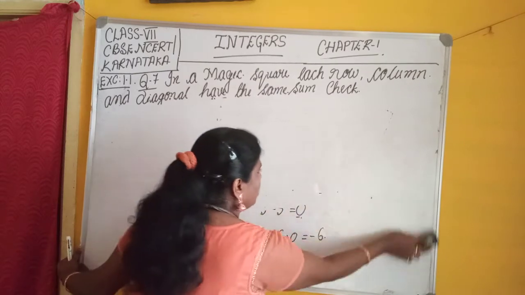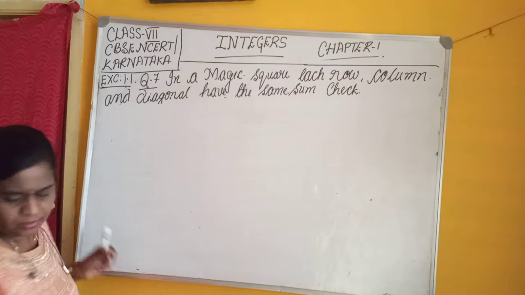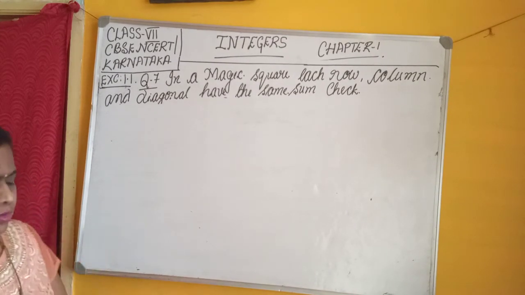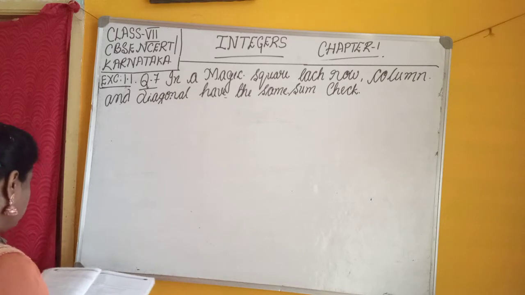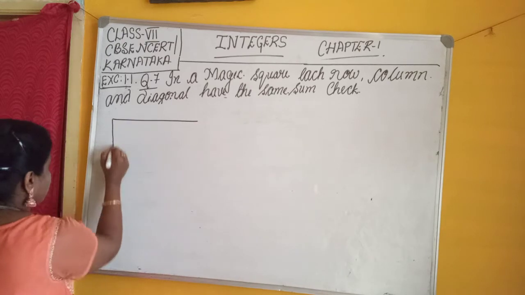Now let us check the other square. Is it a magic square or not? Now let us take the numbers in the second square. We are writing them like this.